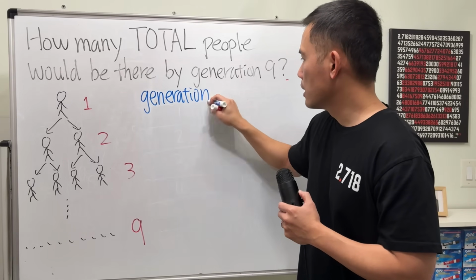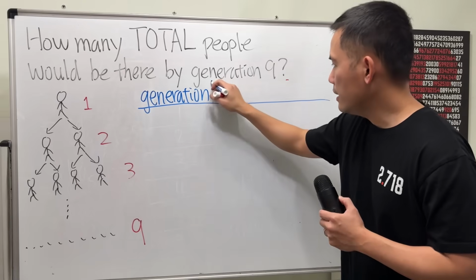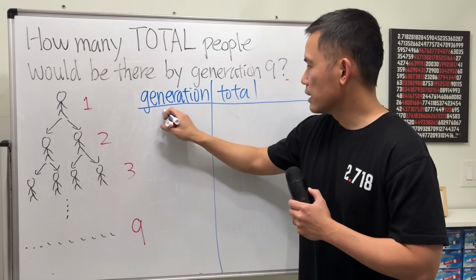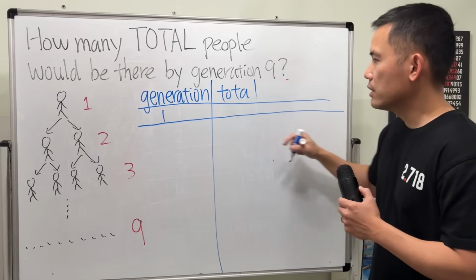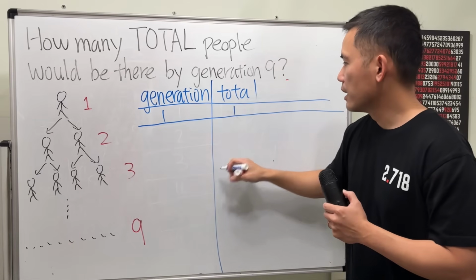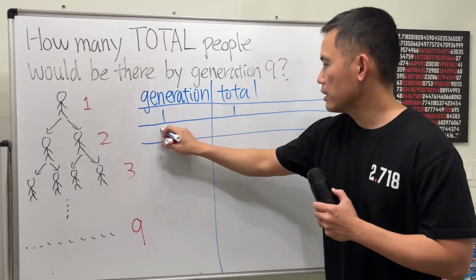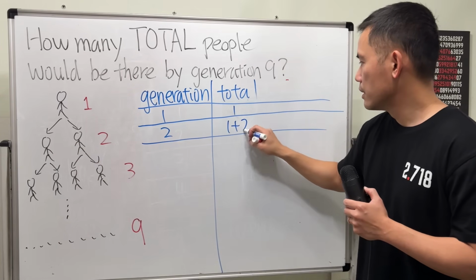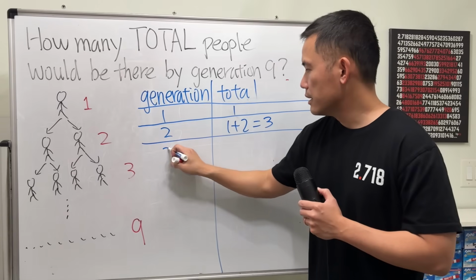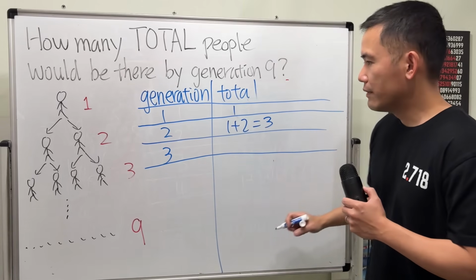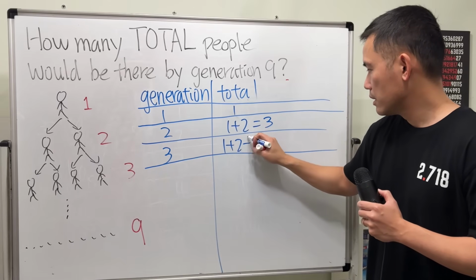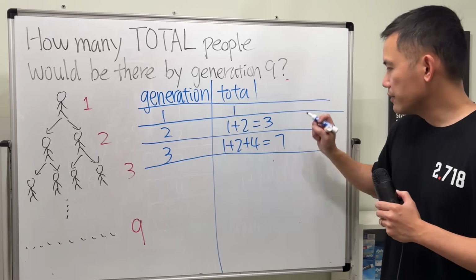Generation. And then we have the total number of people. So let's say in the first generation, it's just 1 person. Okay, and then second generation, we have a total of 1 plus 2. So that's 3. And then third generation, we have a total of 1 plus 2 plus 4. And that is the same as 7.